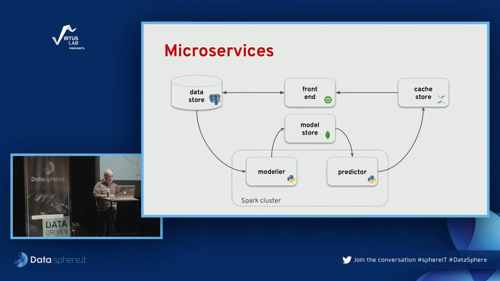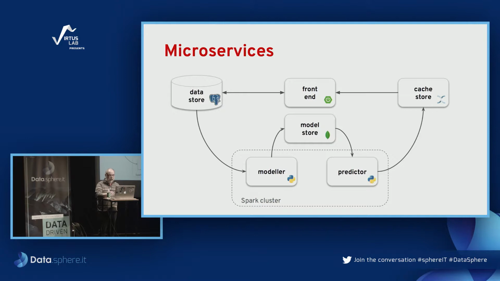so the front end. The data store, in our use case, is a Postgres database where the data resides. We have a model store, for which we chose MongoDB, but the backend is agnostic, so we could just swap it out with any kind of other database for the model store. And we have the cache store, which is responsible for caching the recommended predictions. And in this case, we chose Infinispan.